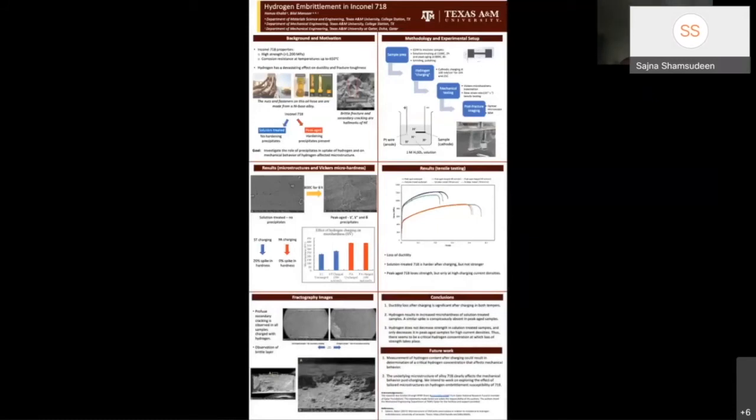The topic of today's poster presentation is hydrogen embrittlement in Inconel 718. Inconel 718 is a nickel-based alloy which is widely used in the oil and gas industries due to its high strength and corrosion resistance at temperatures up to 650 degrees Celsius. The Achilles heel of this alloy's use in the oil and gas industry is its susceptibility to hydrogen embrittlement, which affects its ductility and fracture toughness.